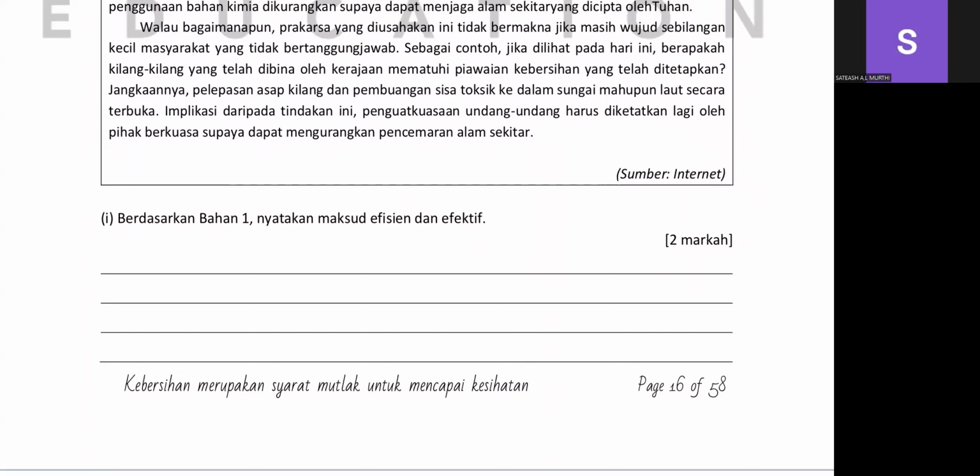Normally, the first question is asking the reason, then the second question is asking you to find from the petikan. They will say berdasarkan bahan satu or semua bahan. So based on bahan satu, nyatakan maksud efficient dan effective. You need to give the same meaning. You need a full answer, you cannot put point form. Berdasarkan bahan satu, maksud efficient dan efektif ialah cekap dan berkesan.